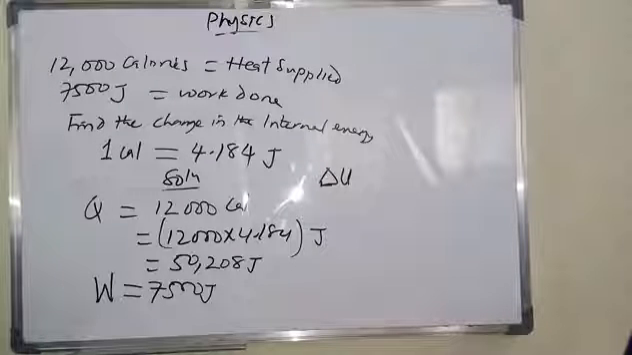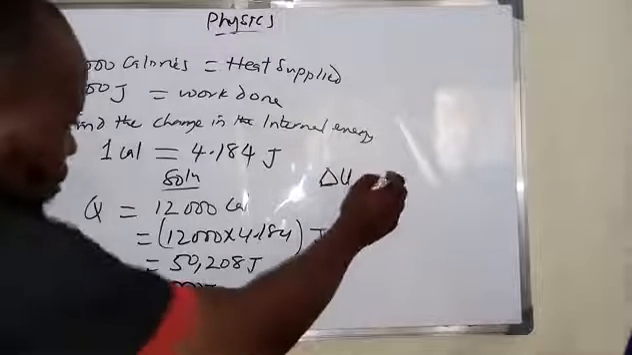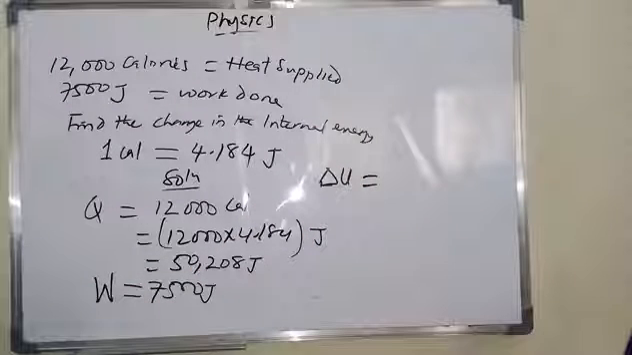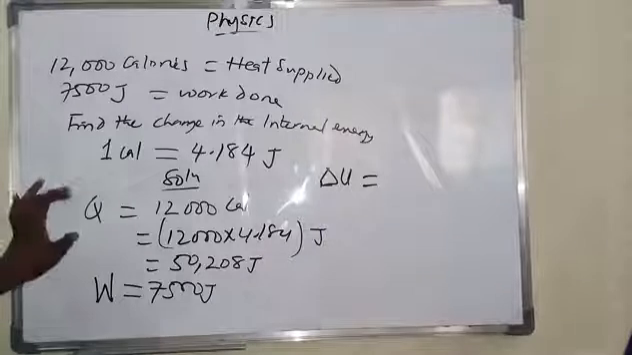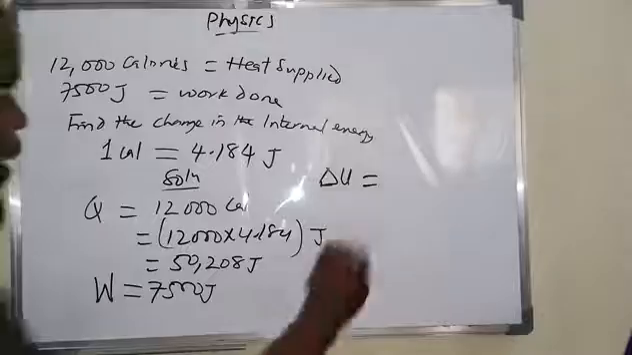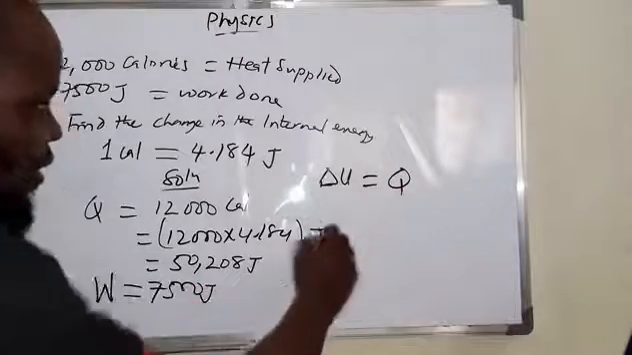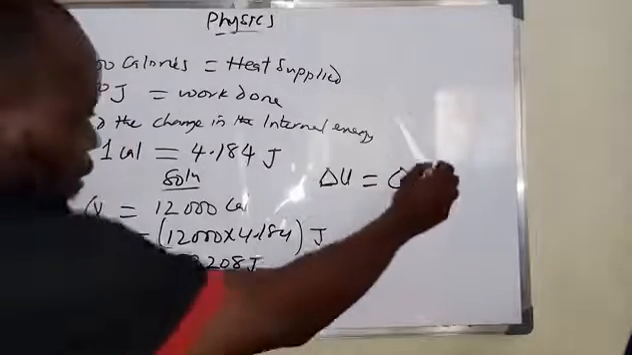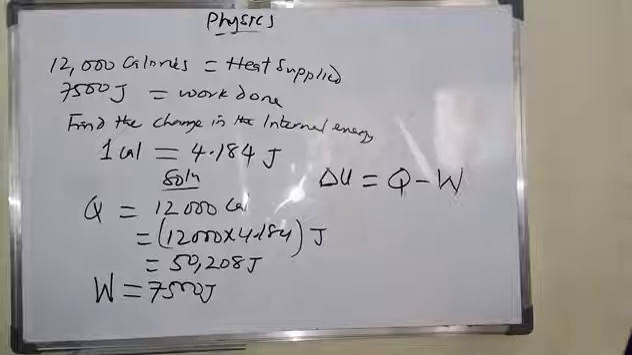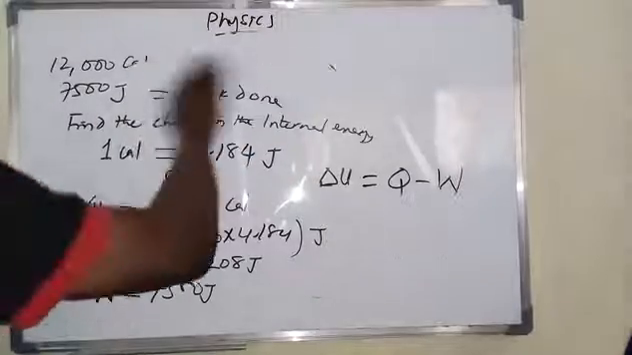So the formula is that we are going to do this by subtracting work from the quantity of heat supplied. So it is as simple as the quantity of heat supplied minus the work done. It is like a system.